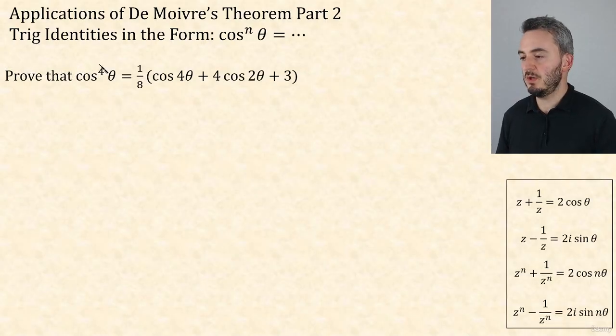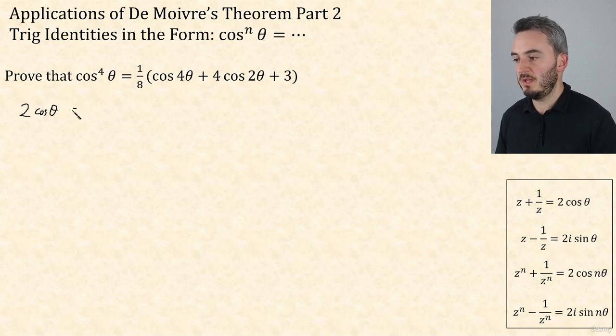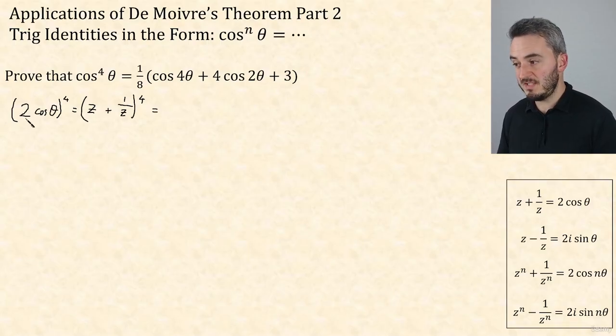So let's tackle this one, cos to the 4 theta. I'm going to prove it's equal to all of this. So we're going to start off with this identity here. We want something about cos to the 4 theta. Now what we can say is that 2 cos theta is equal to z plus 1 over z. Raise both of these to the power of 4, and what we have is 16 cos to the 4 theta equals, well, let's expand all of this and let's see what we get.